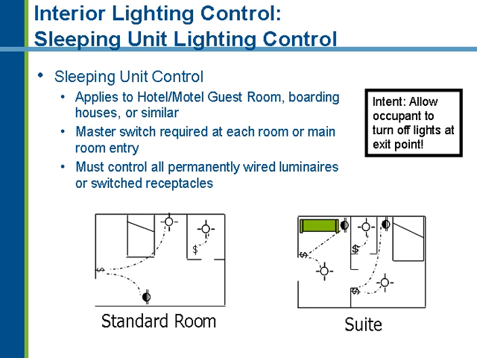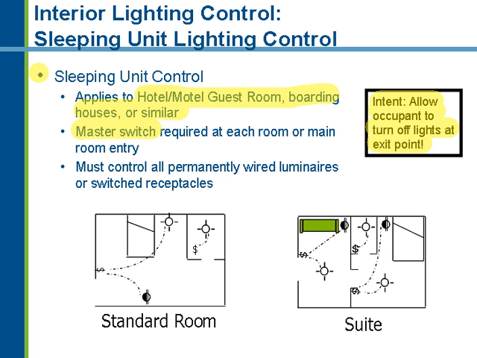There are a couple of other smaller specific requirements. One has to do with sleeping unit control. And again, a sleeping unit is like a hotel or motel bedroom. The control requirement applies to, again, hotel, motel, guest room, boarding room, houses, or similar facilities. And the requirement is that there must be a master switch at each room or main room entry that allows you to turn off all the permanently wired luminaires and any switched receptacles. The intent here, of course, is to allow the occupant to turn off the lights in the guest room or suite without having to go back and turn off individual lamps or individual fixtures on the wall.